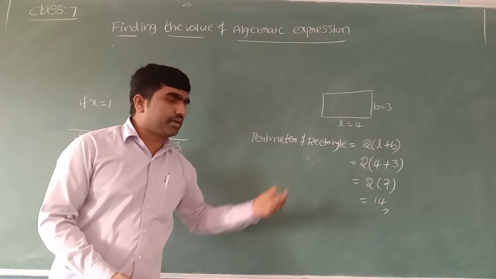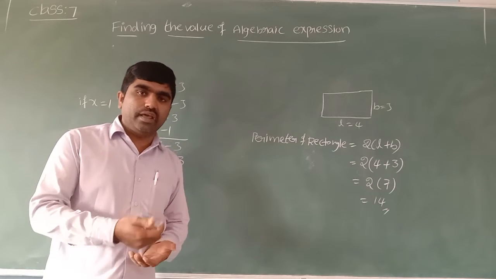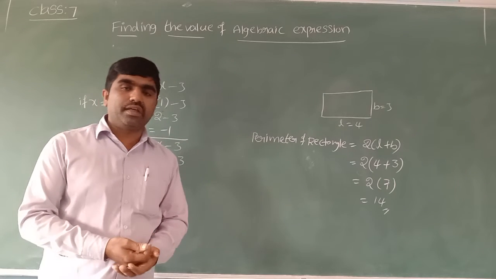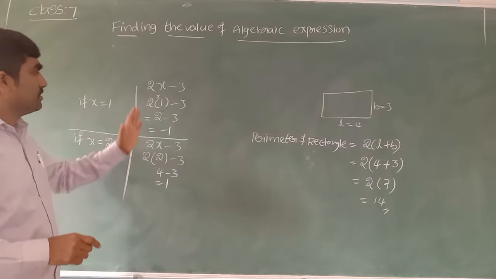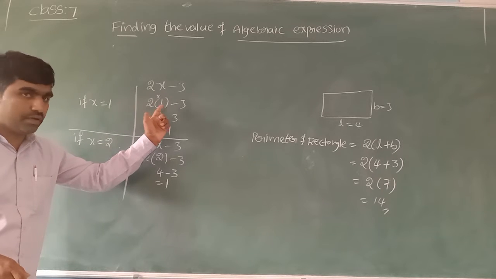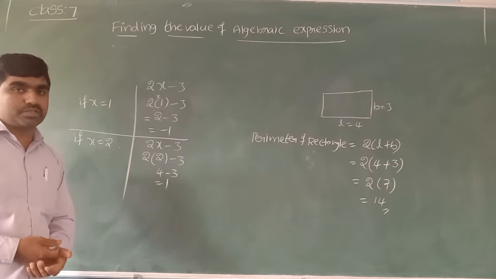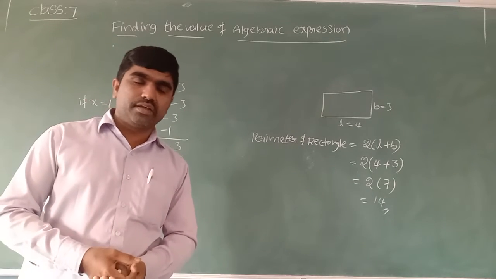Not only the perimeter of a rectangle, but also the area of a rectangle, area of a square, area of a triangle, and many others where we can apply the concept of finding the value of an algebraic expression. Hope it is clear. Finding the value means just in the place of x, substitute whatever value is given and simplify it. Let's see some applications. Some problems are there based on finding the value of an algebraic expression.